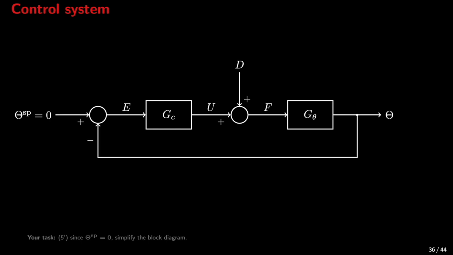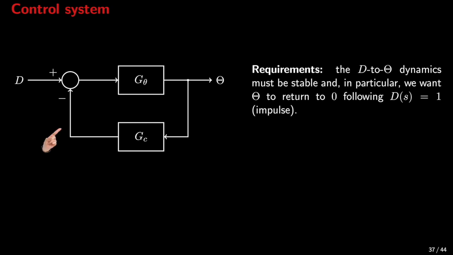But first, I want you to pause the video for a moment and simplify the block diagram. Firstly, get rid of theta SP, and secondly, move D to the left. Now, the closed loop system looks like this. The controller needs to be such that the transfer function from D to theta be BIBO stable. Equivalently, we want theta to return to 0 when D is a Dirac pulse.